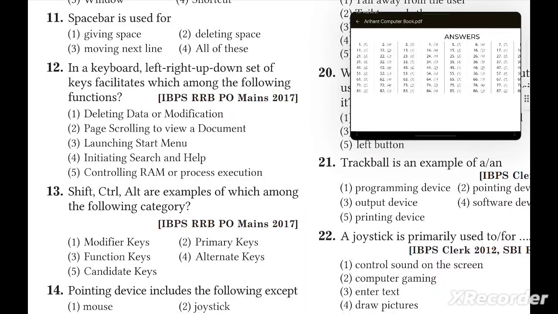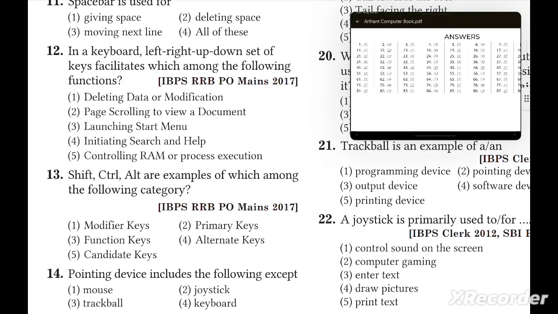Next, in a keyboard, left, right, up, down set of keys facilitates which among the following functions? First, deleting data or modification; second, page scrolling to view a document; third, launching data menu; fourth, initiating search and help; fifth, controlling RAM or process execution. The correct answer is second, page scrolling to view a document.